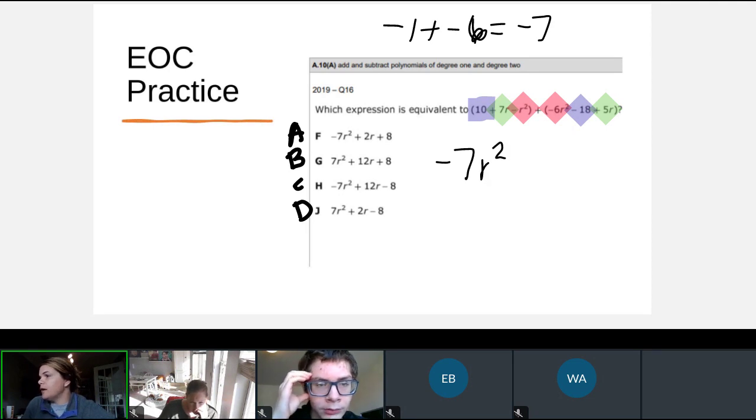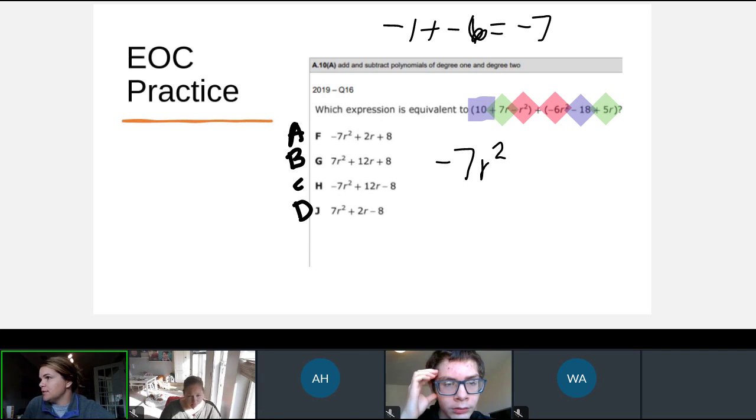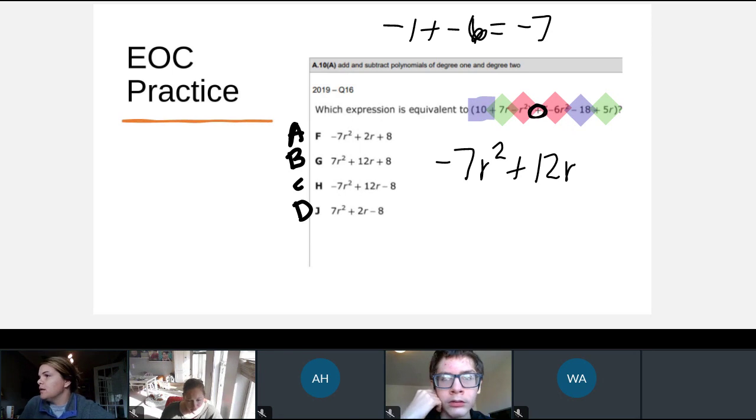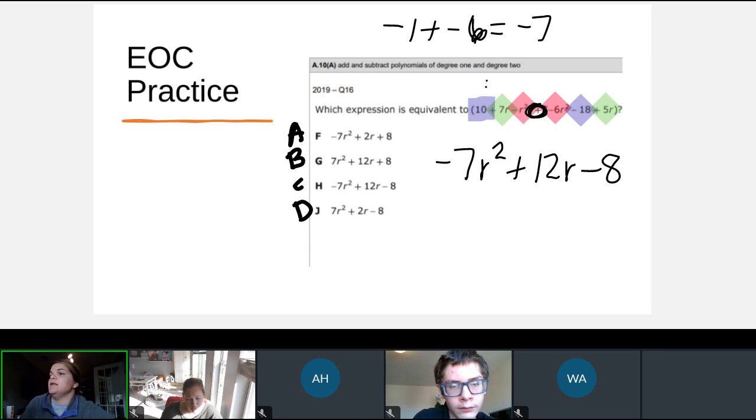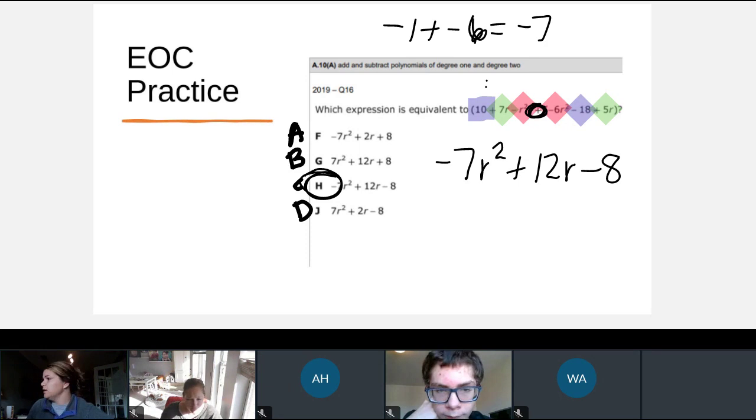For the green terms, I have positive 7r plus, I'm using a plus sign, plus 5r. That gives me positive 12r. And then I have 10 plus negative 18. So positive 10 plus negative 18 would give me a negative 8. So that means C, or H, is your correct answer.